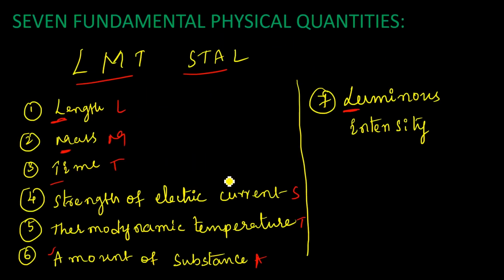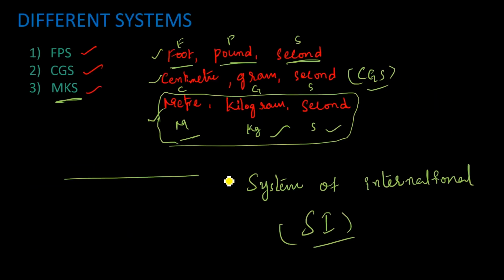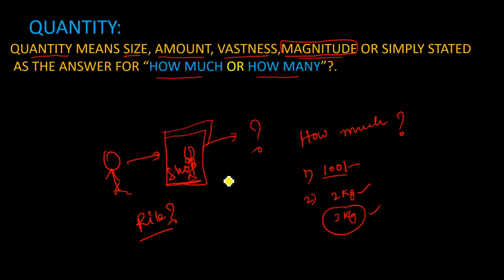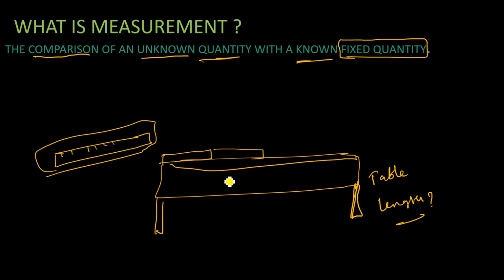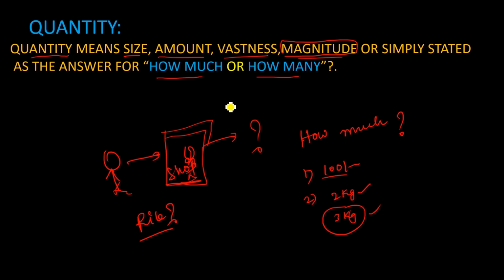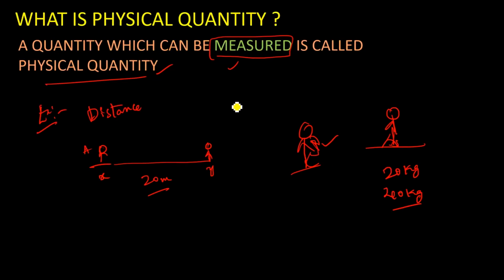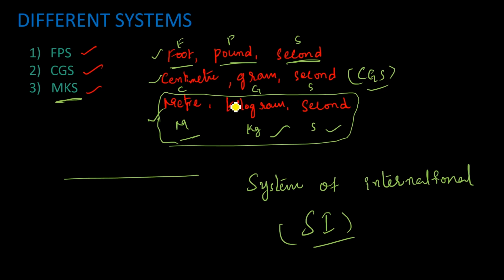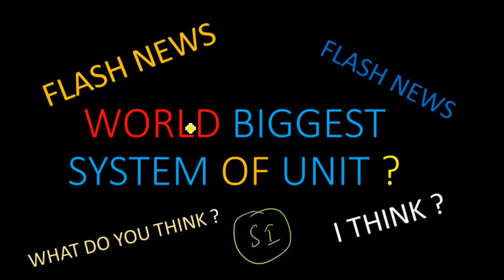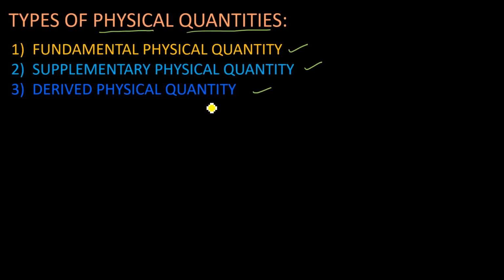Once again we will recall all the points, then we'll wind up this session for today. What is measurement? The comparison of unknown quantity with the known quantity. Quantity we can say size, amount, vastness or magnitude, simply the answer for how much or how many. And what is physical quantity? The quantity which can be measured is called physical quantity. Different types of systems we saw, that is FPS, CGS and MKS.